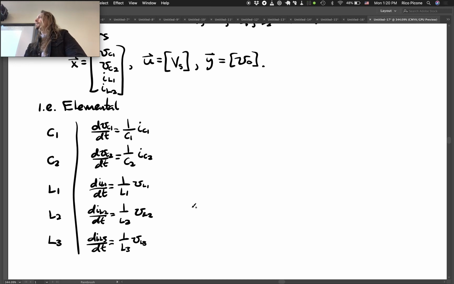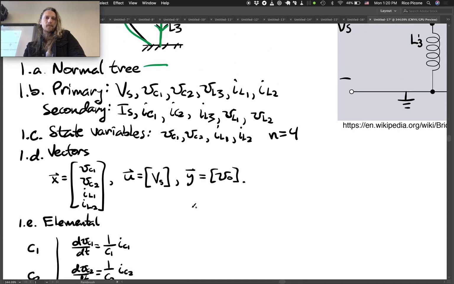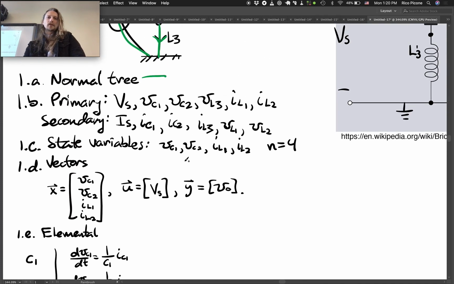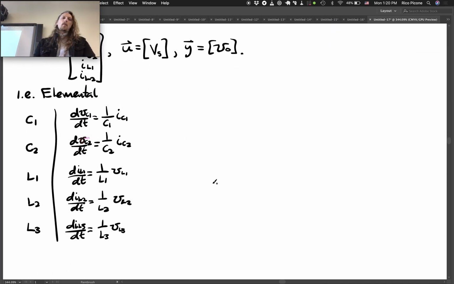Can you scroll back a little bit to see if I got it right? I'm a little bit confused about what happened to IL3. Oh wait, no, it's voltage. Never mind. Yeah, VL3. Yep. Good. Those are our elemental equations, and now we're ready for our continuity equations, right?